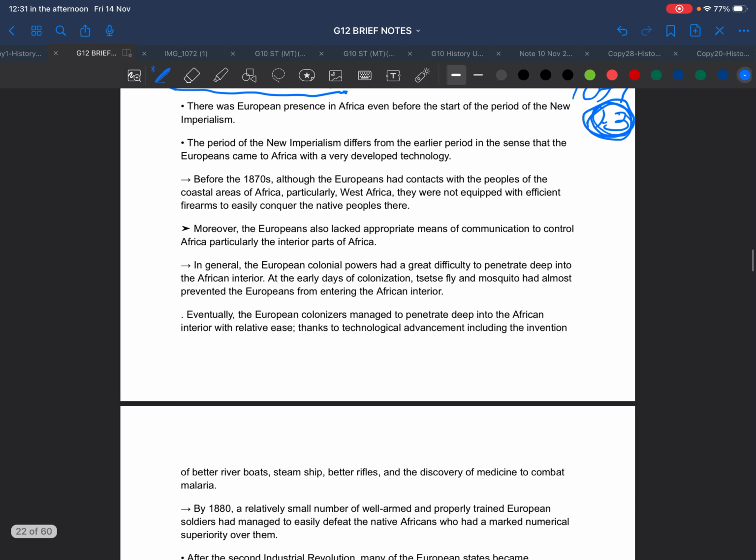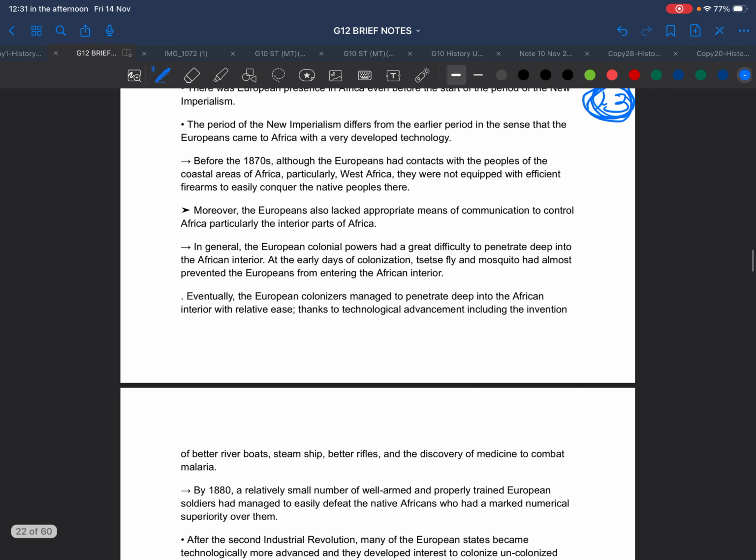There was European presence in Africa even before the start of the period of the new imperialism. As I said, Portugal colonized Congo. The period of the new imperialism differs from the earlier period in the sense that the Europeans came to Africa with very developed technology, right? As time went on, especially as a result of the second phase of the Industrial Revolution, sophisticated, advanced technology developed in Europe.